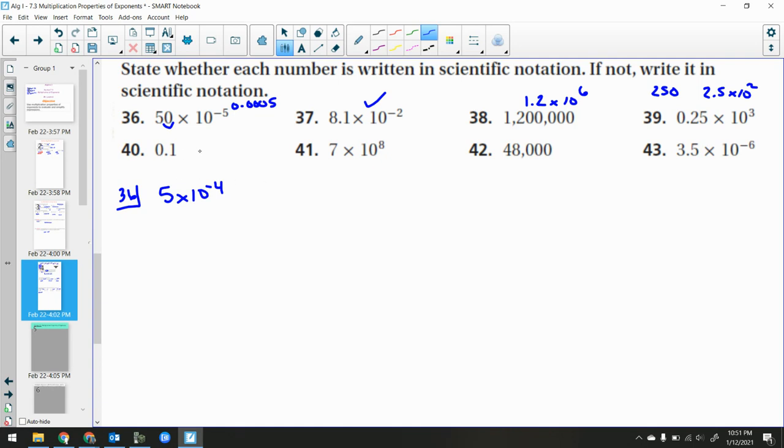Number 40 is not in scientific notation. It'd be 1 times 10 to the negative 1 power. Number 41 is in scientific notation. Number 42, 4.8 times 10 to the 4th power. And number 43 is in scientific notation.